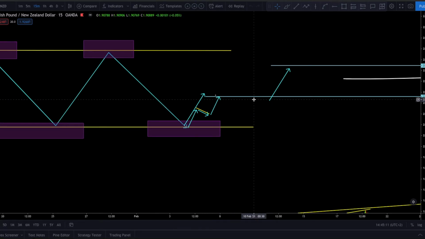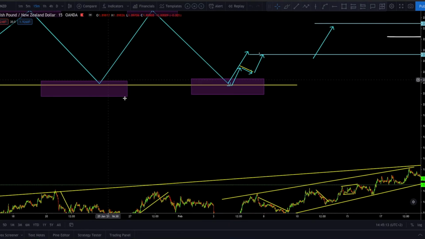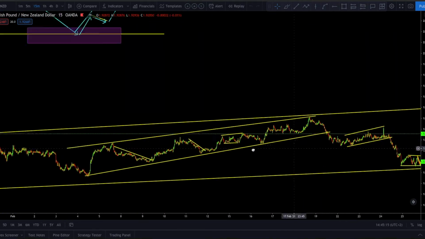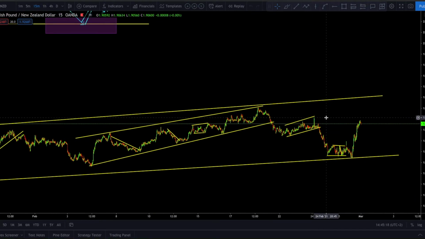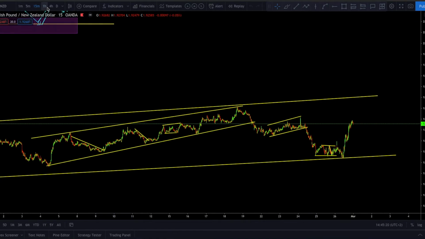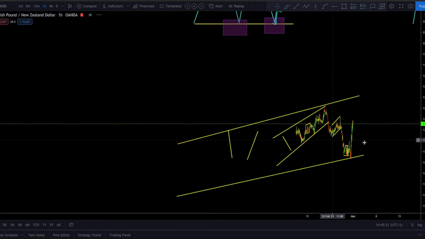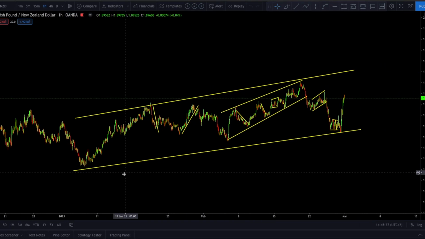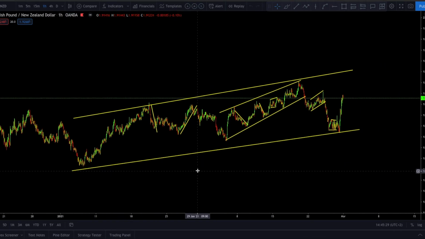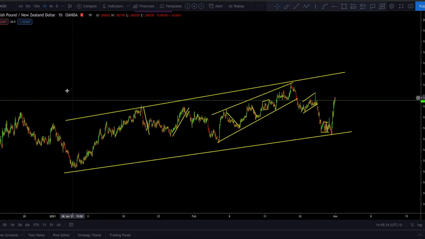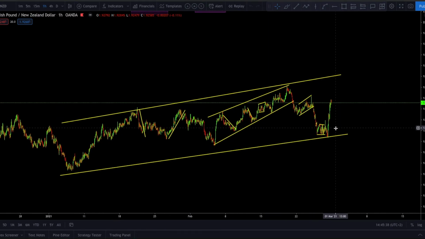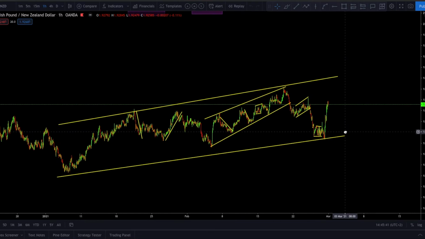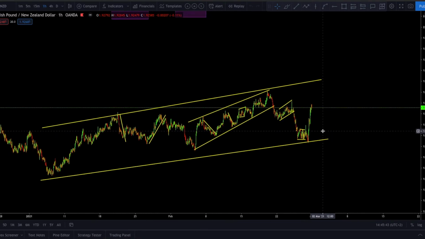I'm not sure if you understand me, but let me jump into the real charts so we can have a real example. Okay, if you are following me on Instagram, you would have seen this chart that I've posted, which is a GBP New Zealand dollar. If you were following me, you would have been able to get this one.